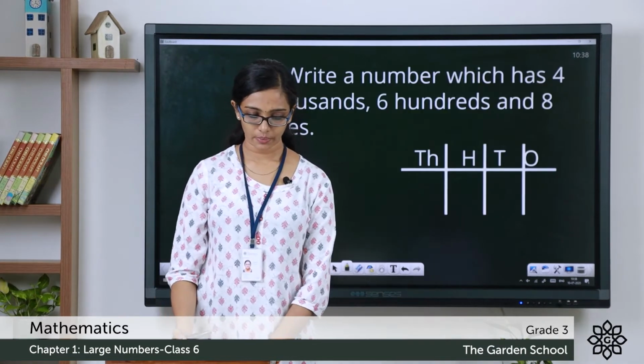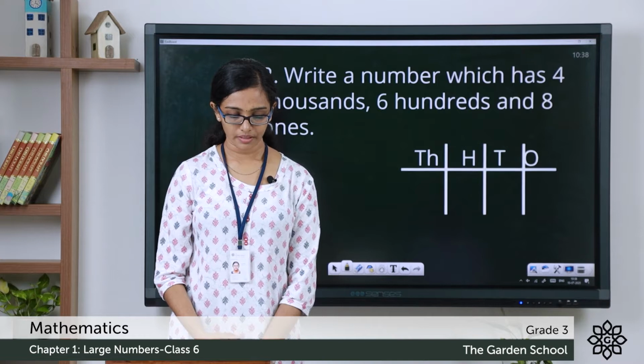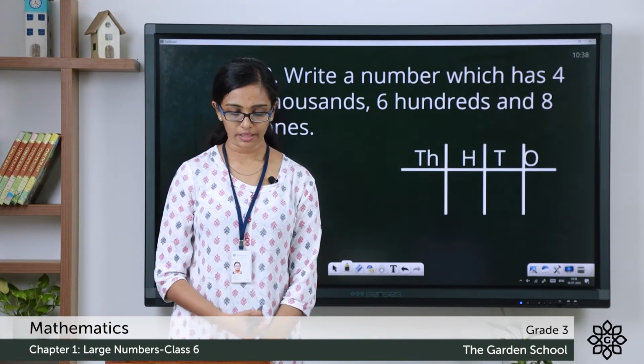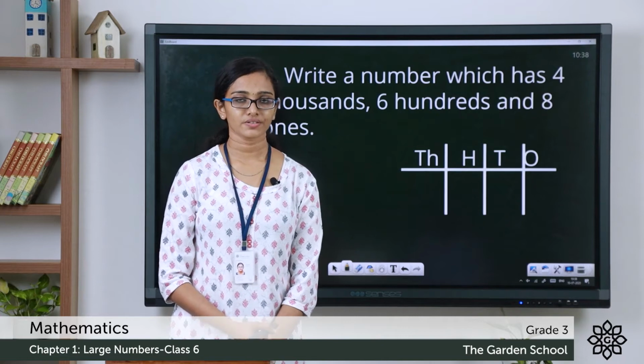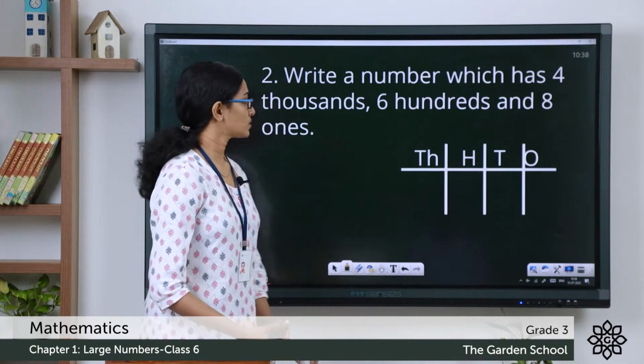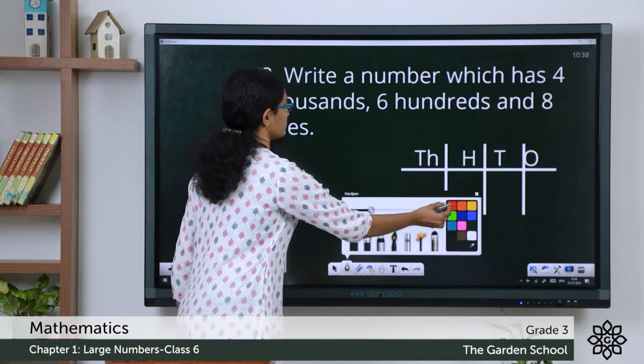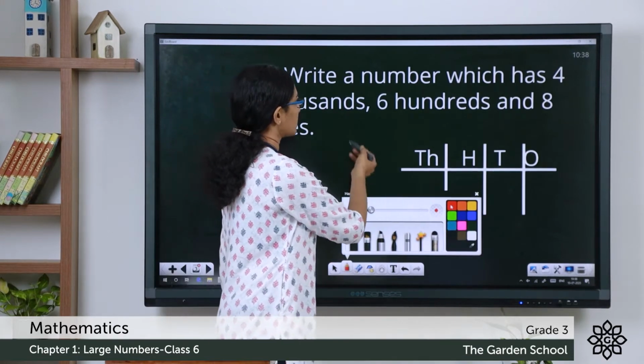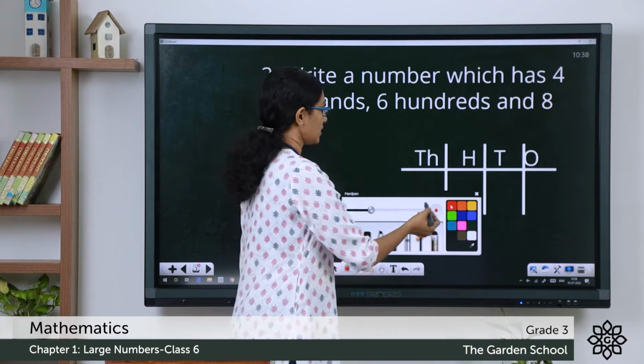Now let's see the second question. Write a number which has 4 thousands, 6 hundreds and 8 ones. You are given the place values there. You have to form the number using the place values given here. So let's write the place values in a place value chart.